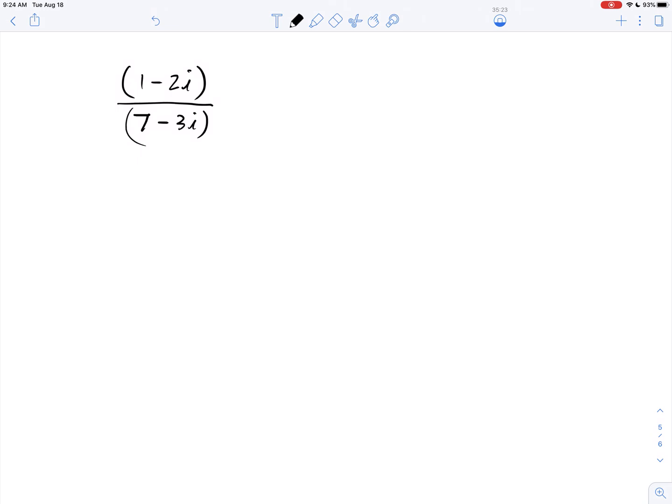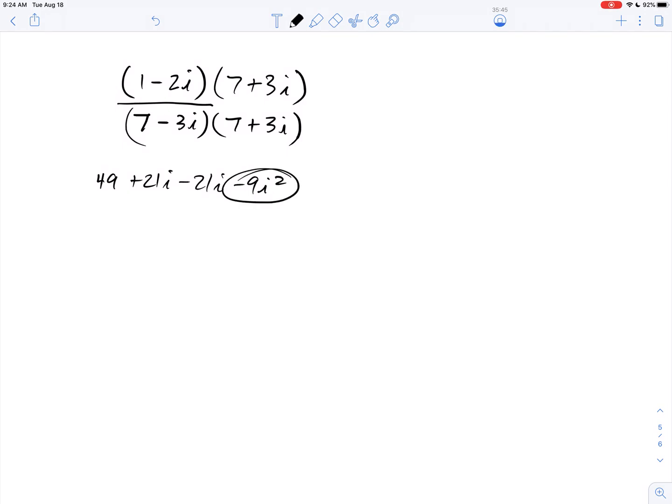And I say to myself, hey, I'm going to multiply by the conjugate of the bottom. Not the conjugate of the top, conjugate of the bottom. In the bottom, if I FOIL it, I am going to get 49 plus 21i minus 21i minus 9i squared. That is plus 9. So boom, boom, those are gone. 49 and 9 gives me 58. That's what I get in the bottom.